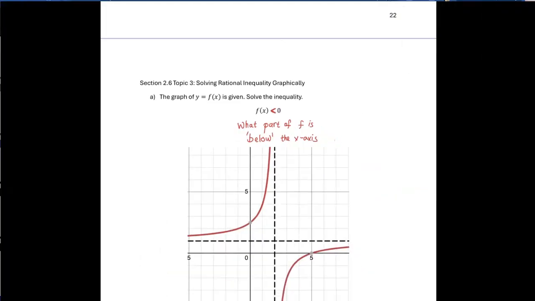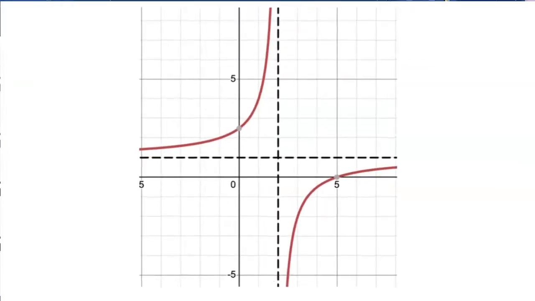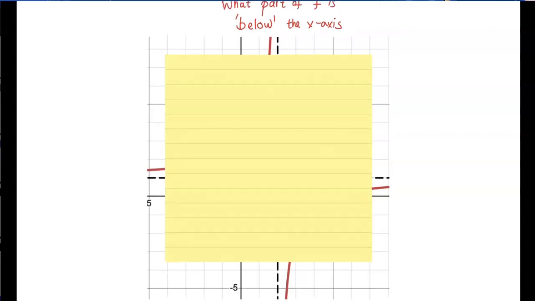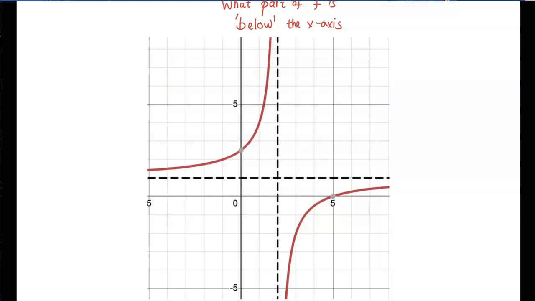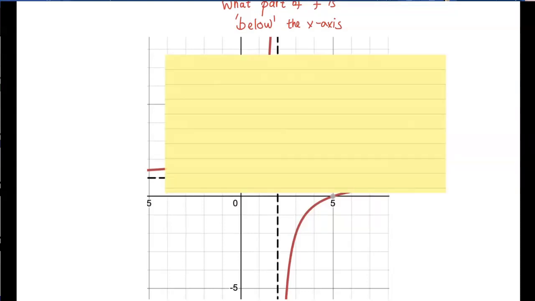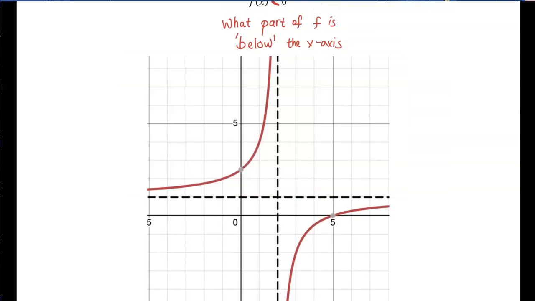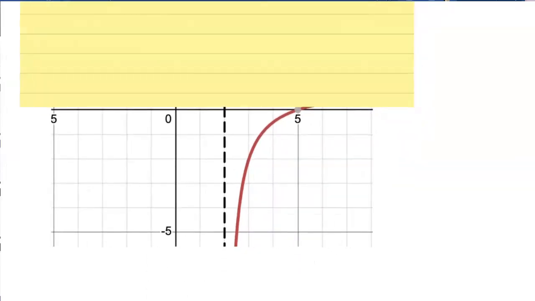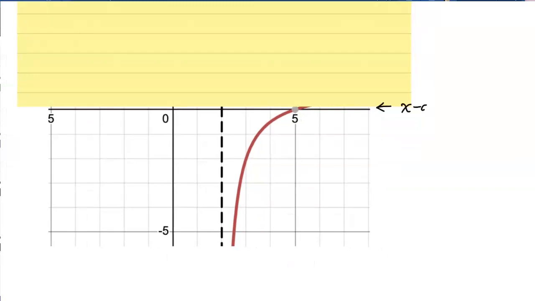So, I got a whole graph right here, but let me get a little piece of Post-it, okay? I'm going to get a Post-it and cover up the top of this x-axis, okay? So I don't need to look at the top of the x-axis. I just need to look at the bottom of the x-axis, the below part. So this is the x-axis right there, right? And this part is where the graph is below the x-axis.